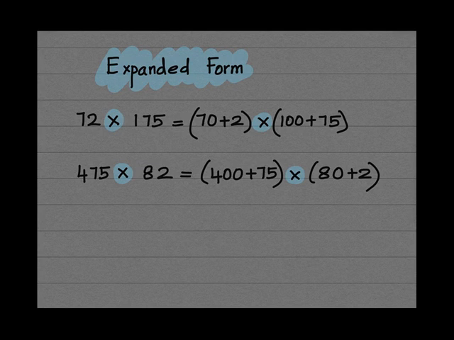Now let's see the expanded form. 72 times 175. 72 can be written as 70 plus 2. Write the same times sign. And 175 can be written as 100 plus 75. 475 can be written as 400 plus 75. Write the times sign. And 82 can be written as 80 plus 2.